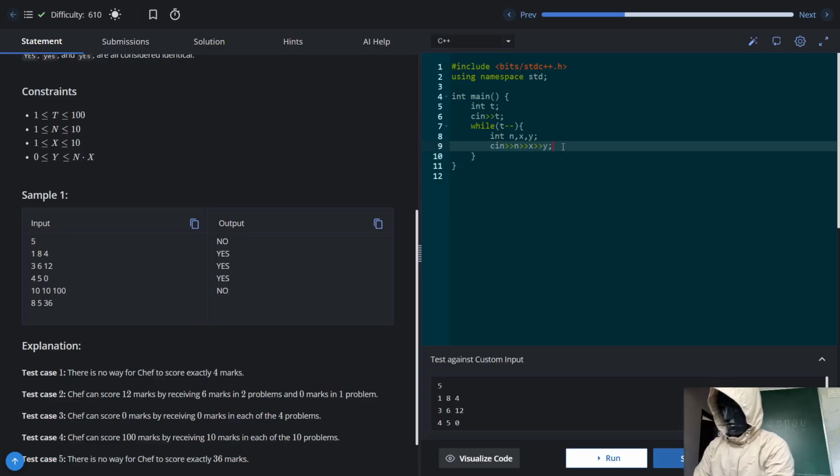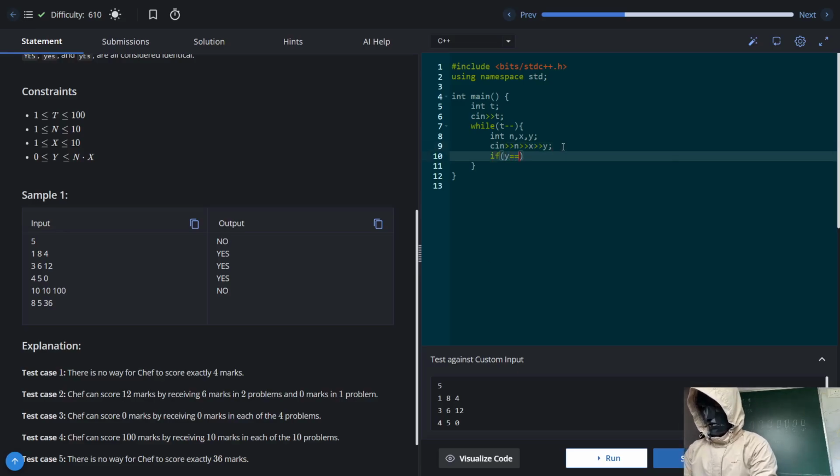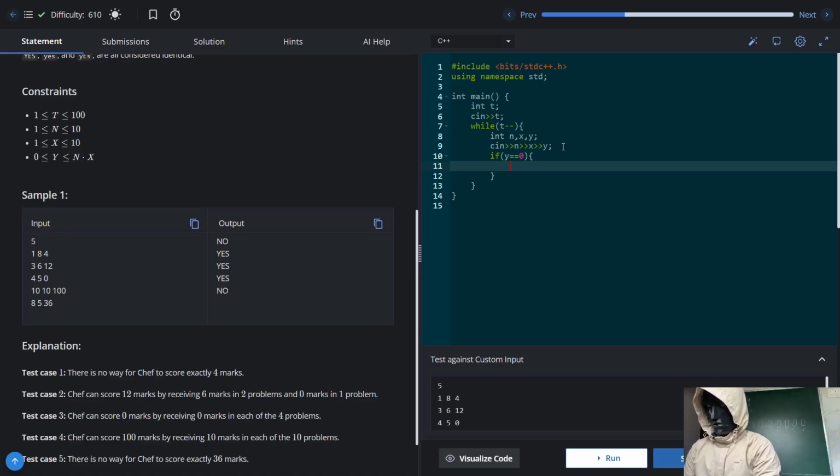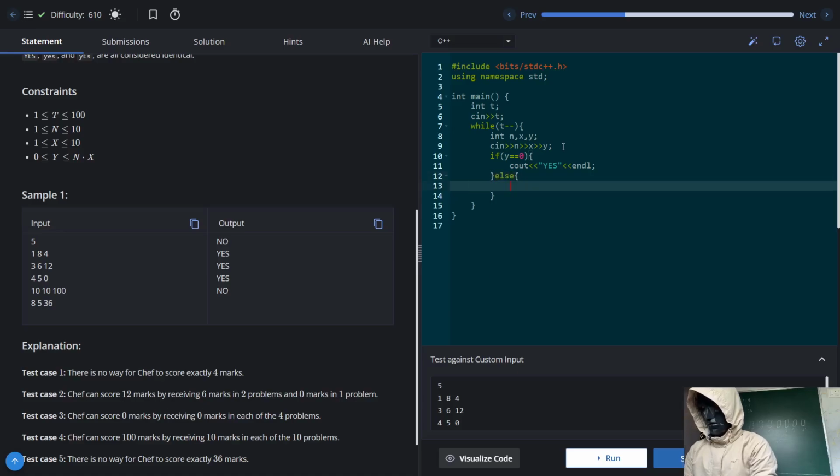So the first edge case is that if y equals 0, in this case he will not be solving any problem and he'll get 0 marks. So he will be achieving the marks y. So in this case it is achievable, so we'll have to return yes. Else we'll take one int variable marks, which has to be 0, like gained marks or achieved marks, we'll say. So chef has achieved, for the first time, let's say 0 marks.